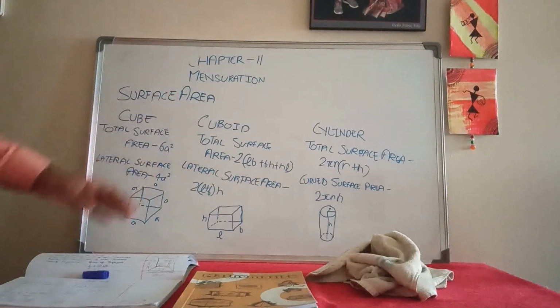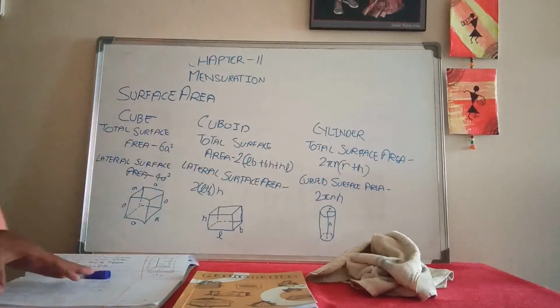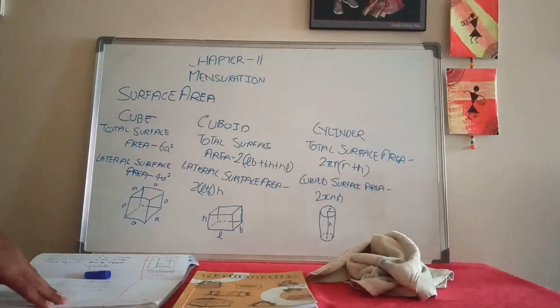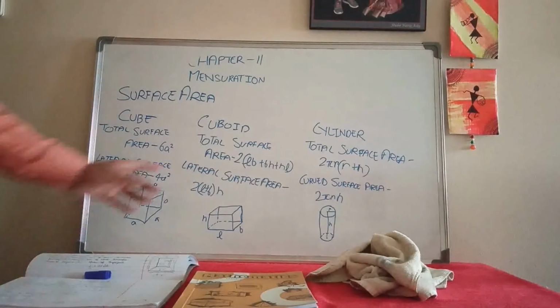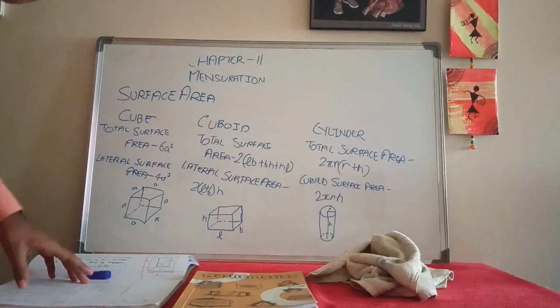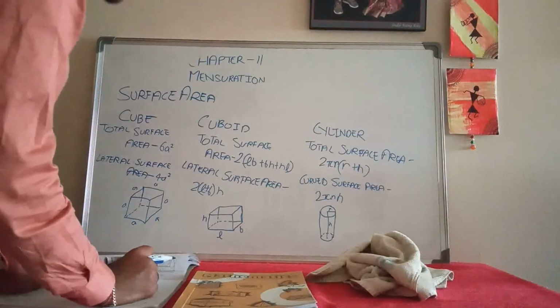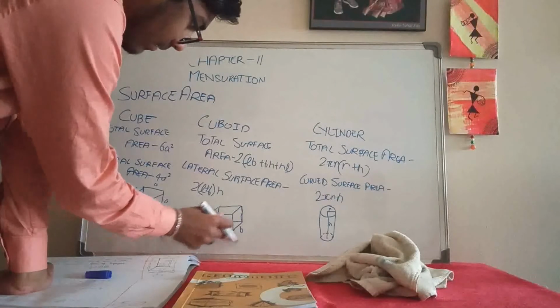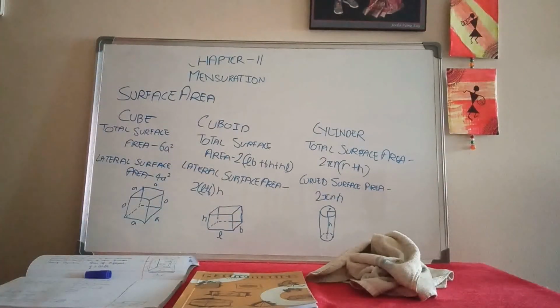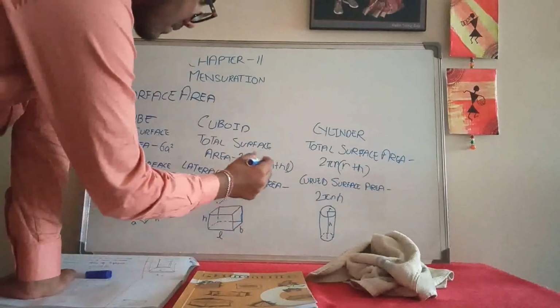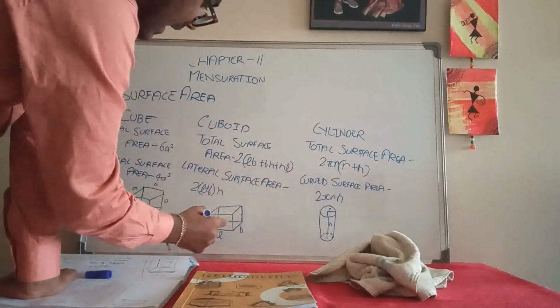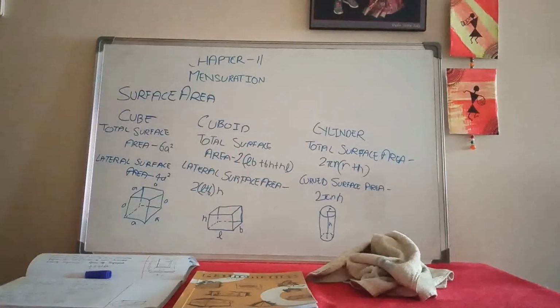Now talking about the cuboid. Say we have a cuboidal room and we want to paint the whole room again, including the roof and the floor. So we take 2 into LB, that's length into breadth, plus BH, breadth into height, plus HL, height into length. We can see that there are 3 values: height, length, breadth. We multiply them with each other in different combinations. So we get 3 combinations, LB, BH, and HL, and then we multiply by 2. So this is the formula for finding the total surface area of a cuboidal room.